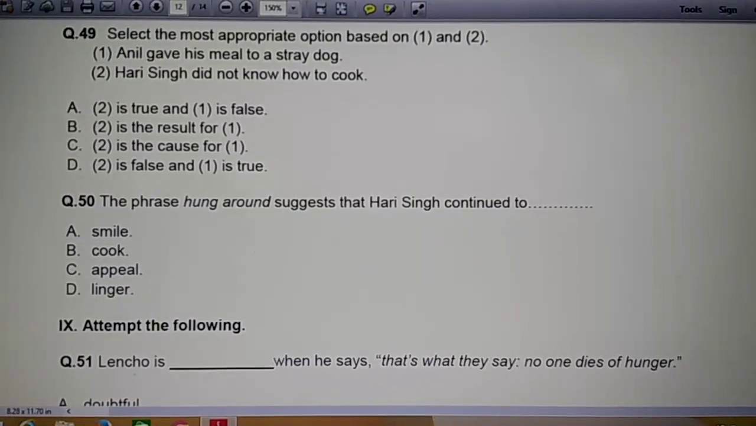Question number 49. Select the most appropriate option. Based on 1 and 2: 1, Anil gave his meal to a stray dog. 2, Hari Singh did not know how to cook. So the right option for that will be option C, 2 is the cause for 1.